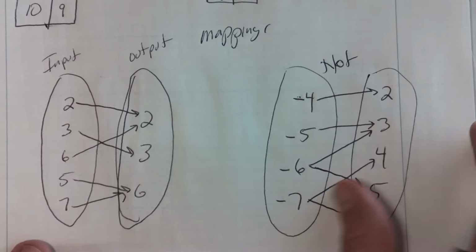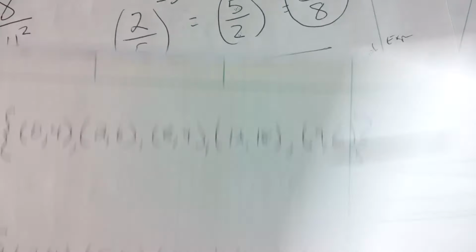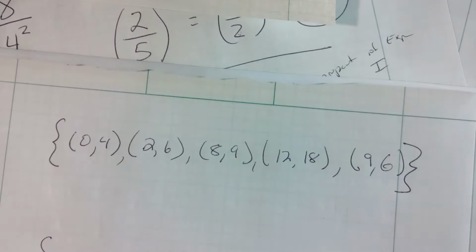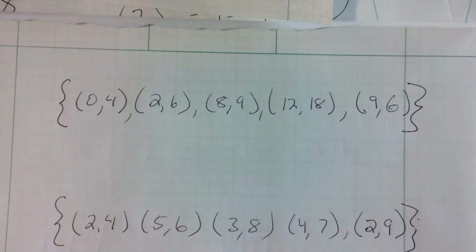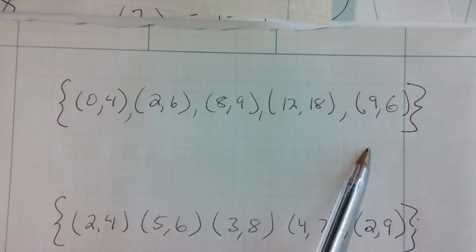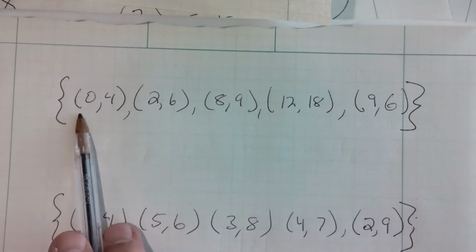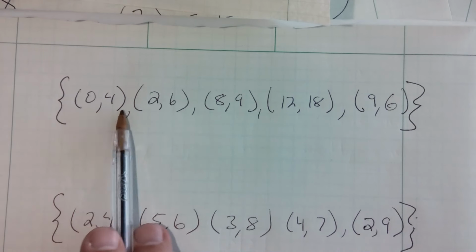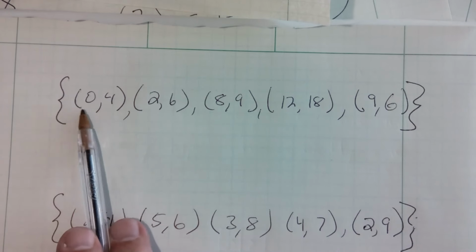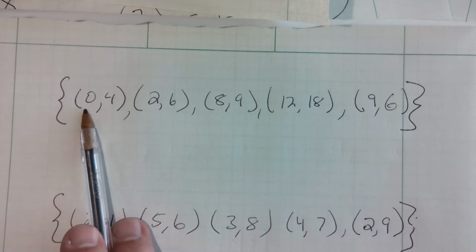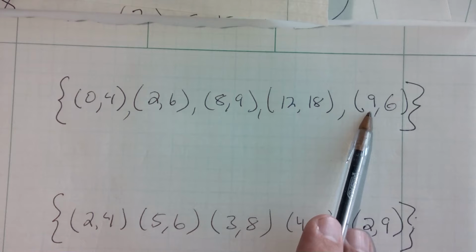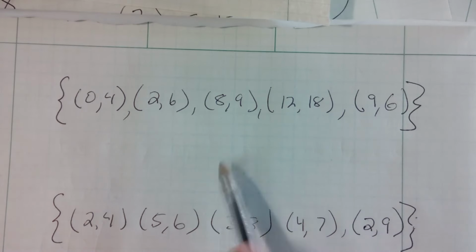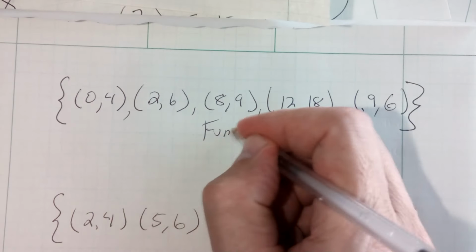Another way we represent functions, obviously, is as sets of ordered pairs instead of a table, but like this in set notation. And again, what I do is I look at the x's. I ignore the y's for a moment. I just look at the x's and see if there's any repetition. 0, 2, 8, 12, 9. No repetition in x, that would be good. That would be considered a function.